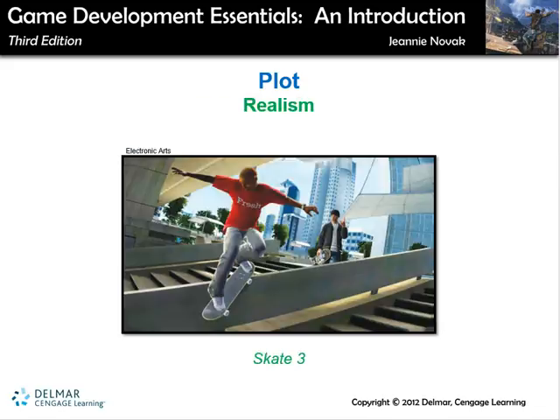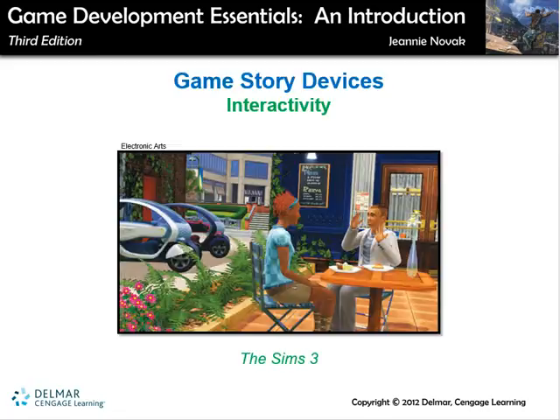Next up in the plot is the realism. In contrast to suspension of disbelief, it can relate to a real world situation. Here they're showing skateboarding. That's something that can be done in the real world, something that's done all the time. The world contains elements of the real world around it, but maybe you're just in a different world. So these are the different types of things you can do with your plot. So now we're going to get into game story devices.